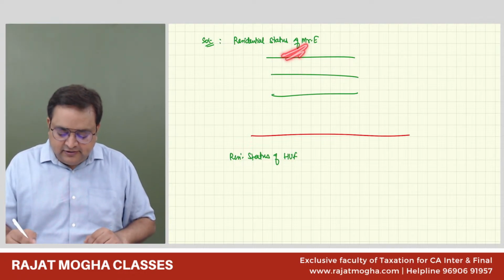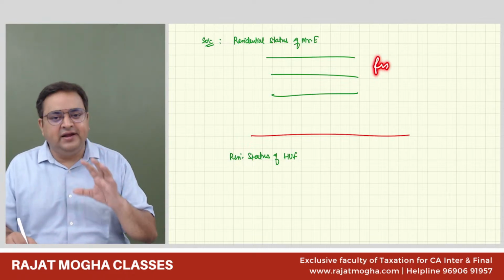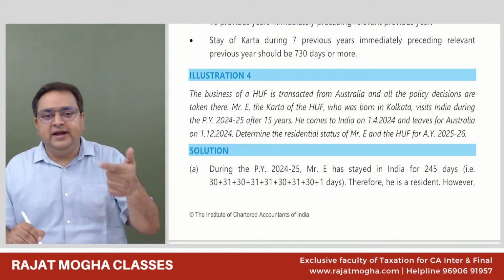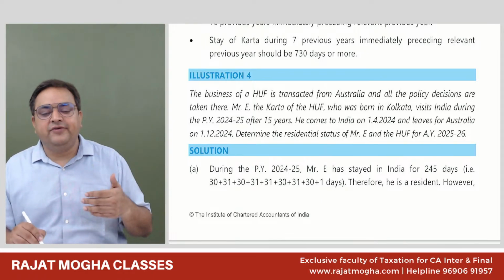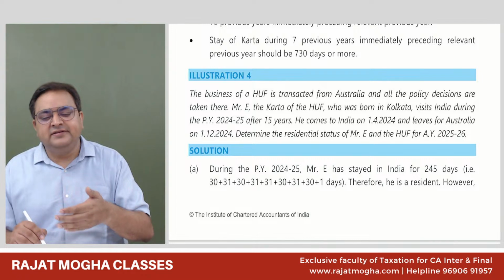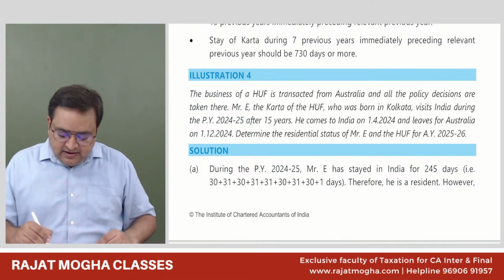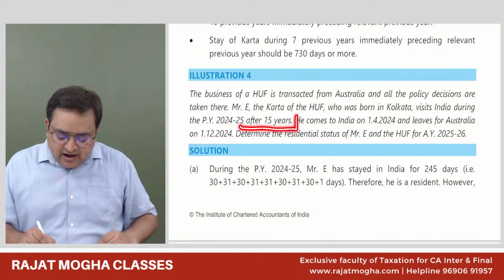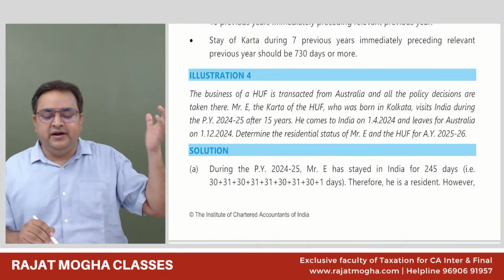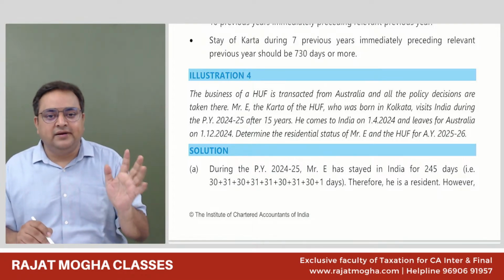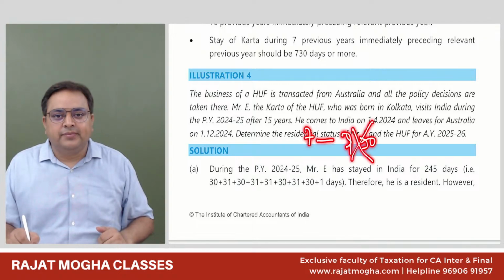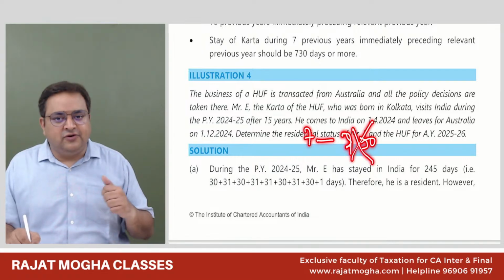Now for Mr. E, he becomes resident. Why? Because he is here for at least 182 days. Guys, now if an individual becomes resident, we need to identify whether he is ordinary or not ordinary. For that, we need additional conditions. First additional condition is 730 days in the last 7 years. It was written that he came to India after 15 years. He was in India before 15 years, but in the last 15 years he was not here. So in the last 7 years, is he satisfying the 730 days condition? The answer is no. The 730 days condition is not satisfied.